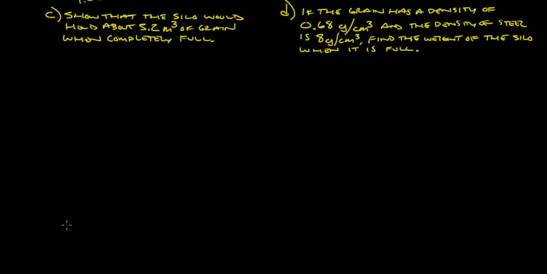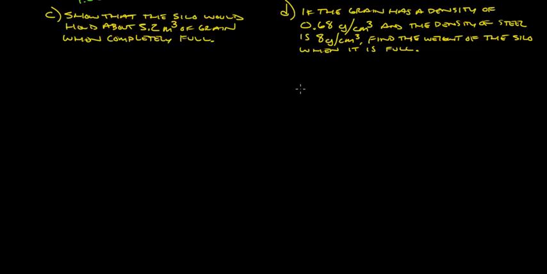Last one is problem D here. It says that the grain has a density of 0.8 grams per centimeters cubed, and the density of steel is 0.8 grams per centimeters cubed. Find the weight of the silo when it's full. Okay, so remember that, let's see, it was density, right? Let's look up our density formula here.